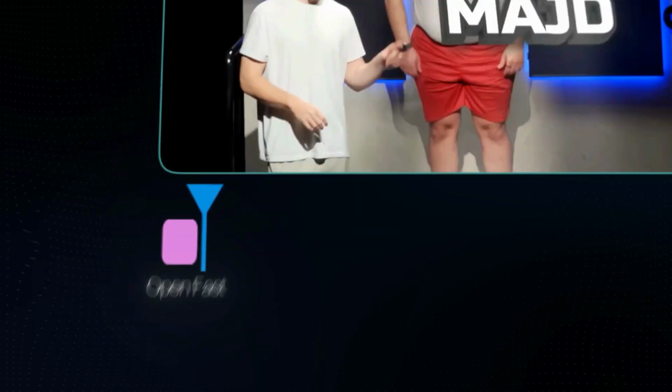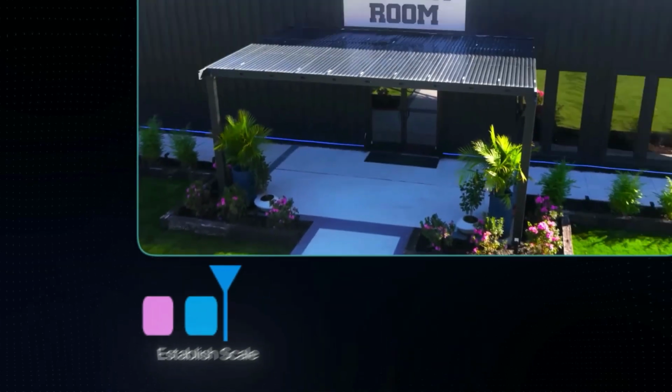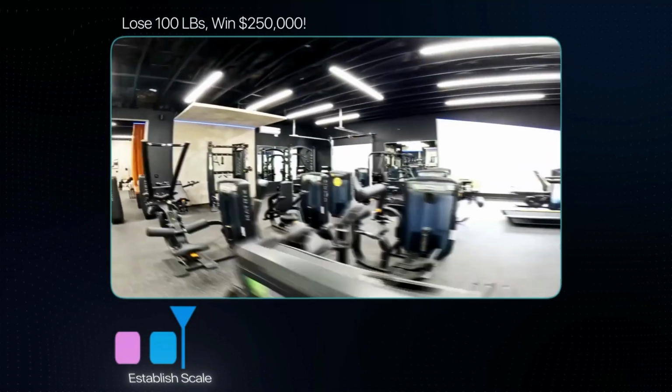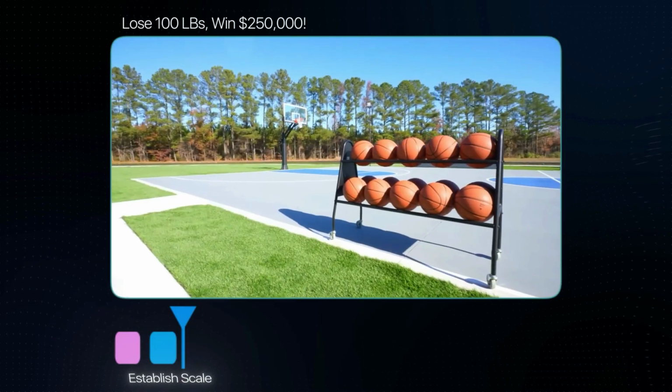Open fast. Start the video as fast as possible. Don't waste time on a long intro. Establish scale. Show viewers how big the setup is or how much effort you have put into it, and everything else, visually in the intro instead of just talking about it.